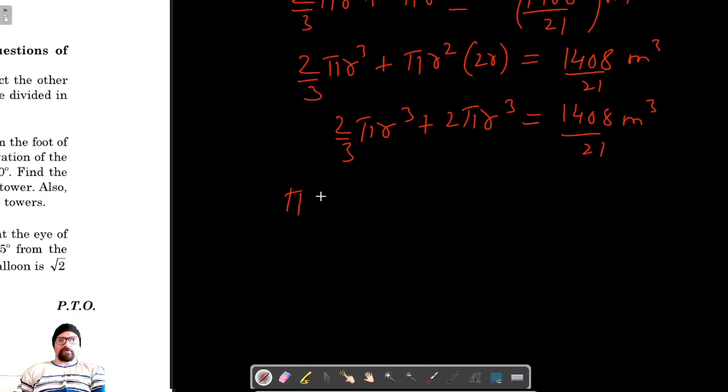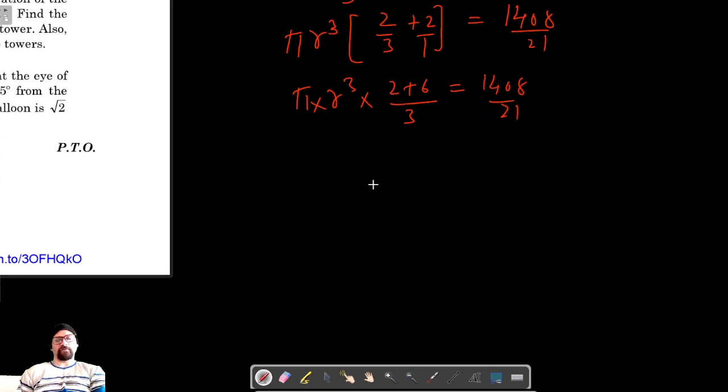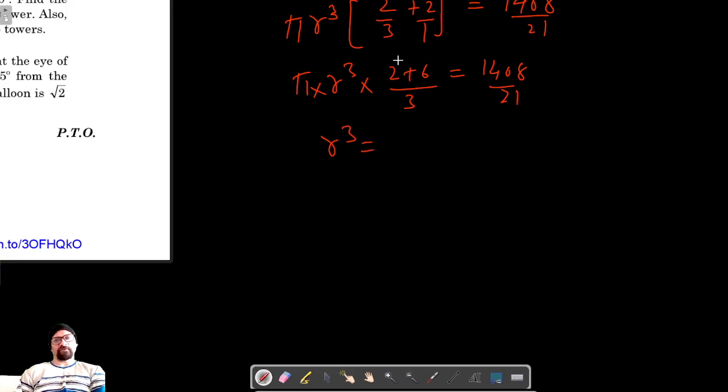So pi r cube is common, and we are now left with 2 by 3 plus 2, which is equal to 1408 by 21. And 2 by 3 plus 2 gives us, this is pi into r cube, and this is 2 plus 6 over 3, which is 8 by 3. So this is 1408 by 21. And finally, r cube is equal to 1408 by 21 into 3 by 8.